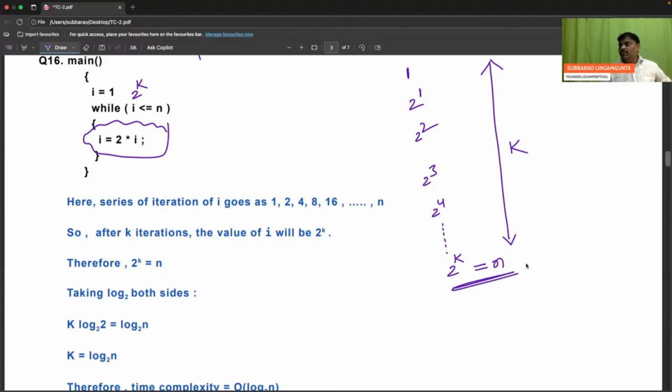In the next round, it will fail. So you did it k times, and this is the story. What is the k value?